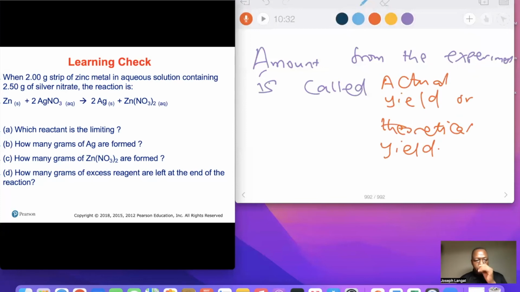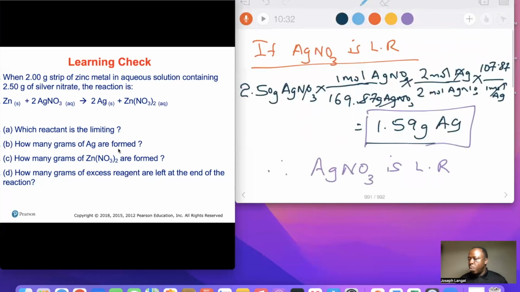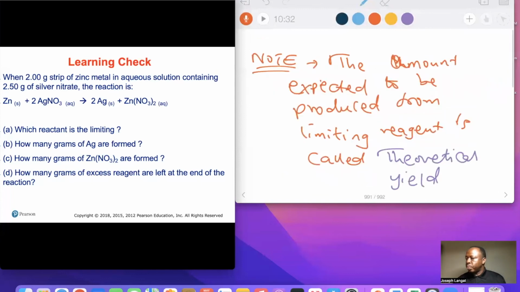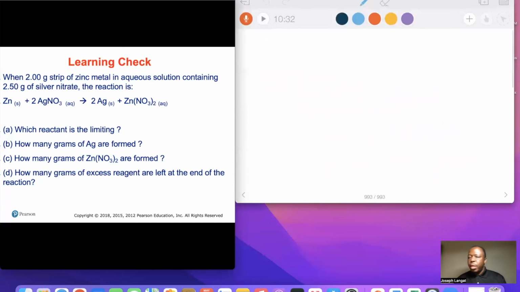We're gonna come back to that later on. Just to give you, since we are here, how many grams of silver are produced, that is the theoretical yield. 1.59 is the theoretical yield. So we know the zinc strip, the strip of zinc metal, is the excess reagent.